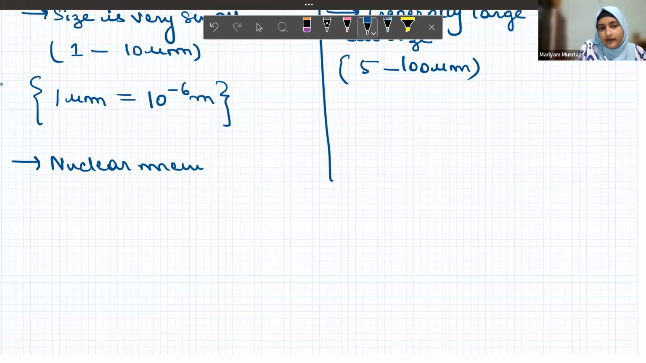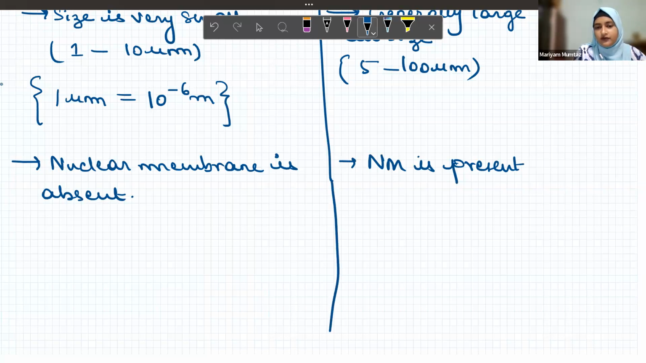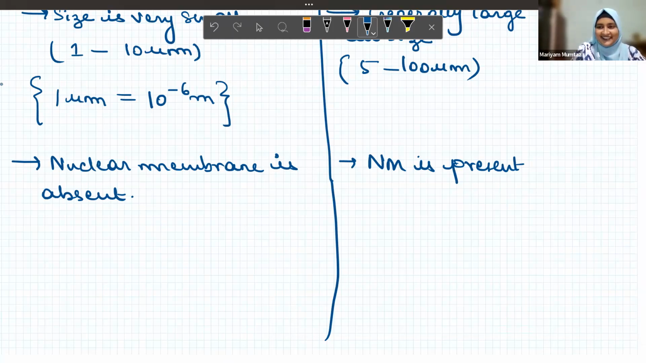Now, moving forward, the next thing, the most important, as I said, is whether the nuclear membrane is absent or present. In prokaryotes it is absent, and in the eukaryotes it is present. So here you'll write nuclear membrane is absent, and here you'll write nuclear membrane is present. So this is a side-by-side comparison, right? Then you'll draw your line with a scale.